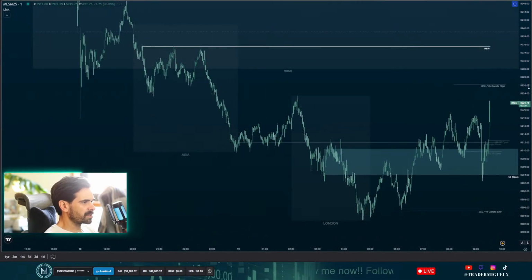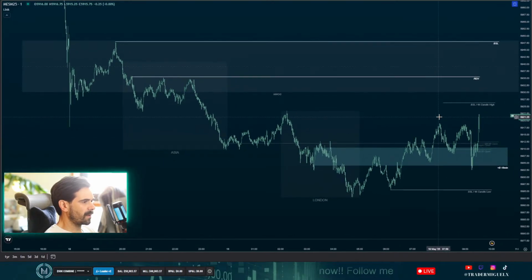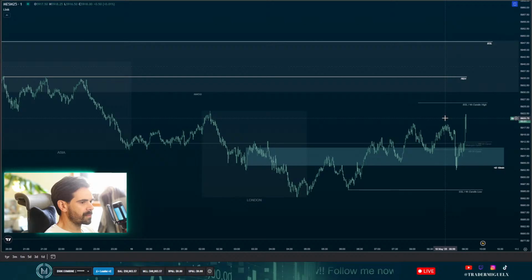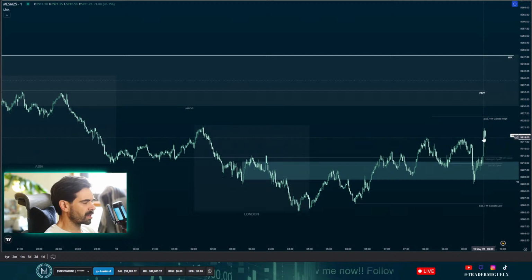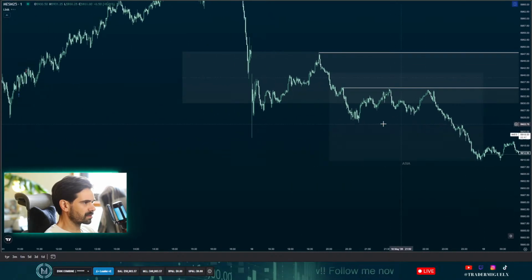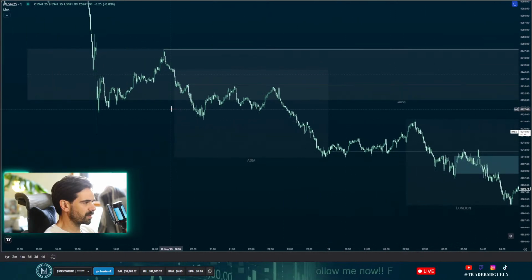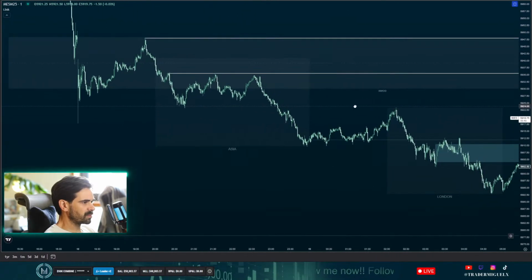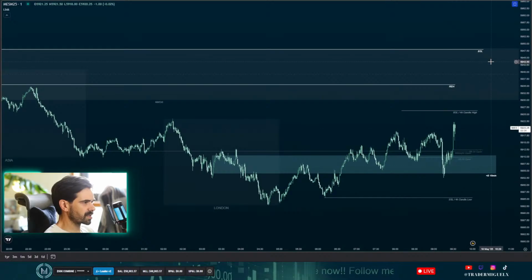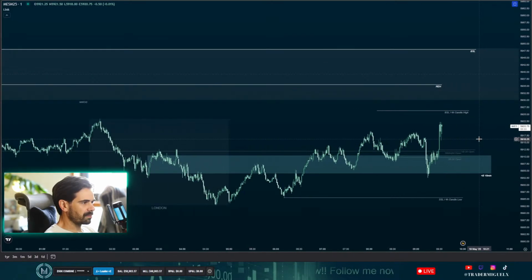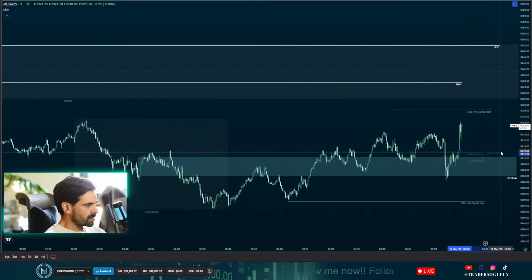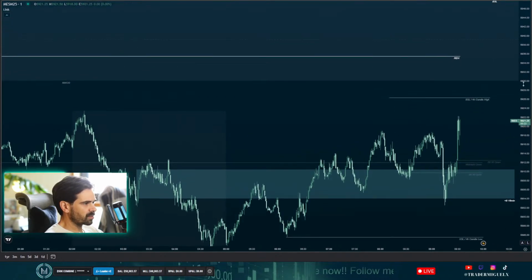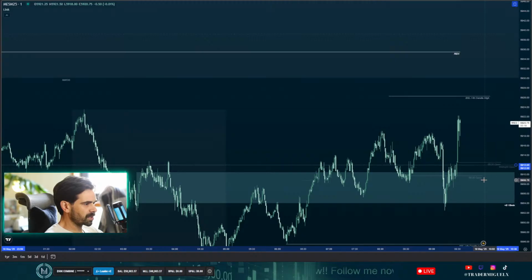So nice displacement to the upside here. According to the first plan and the original one, I would like to see some kind of expansion to the upside, since we have London just ranging. I mean, Asia ranging, London manipulating to the downside, and eventually an expansion to the upside with New York AM. So price is playing above the 3 opens, the midnight open, the 8:30 open, and the 9:30 open.